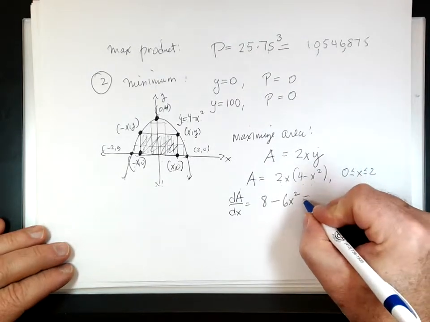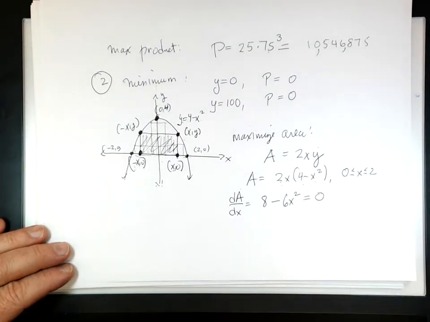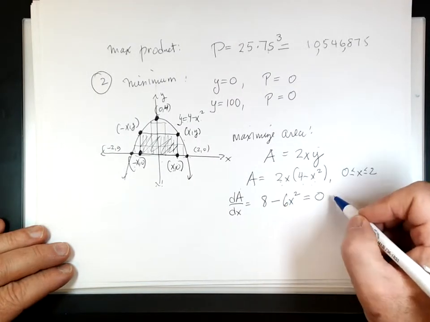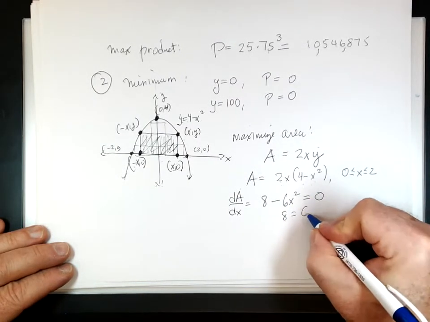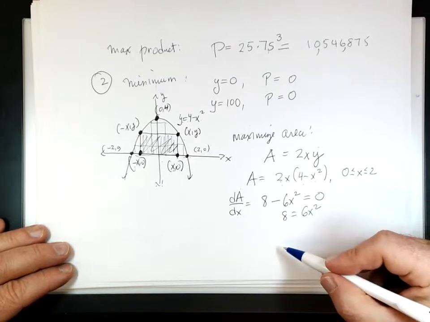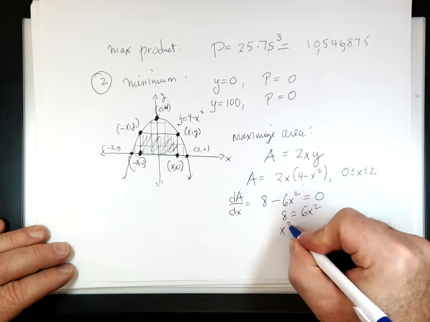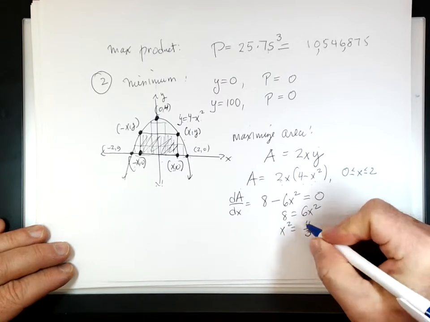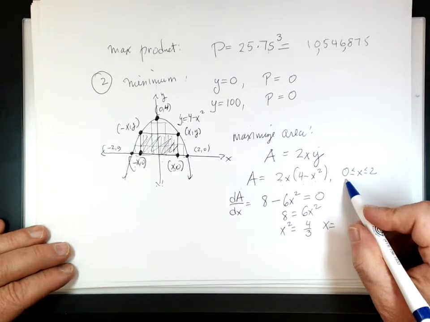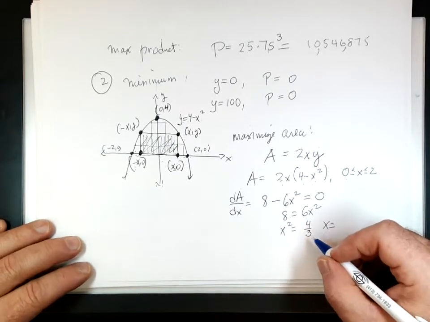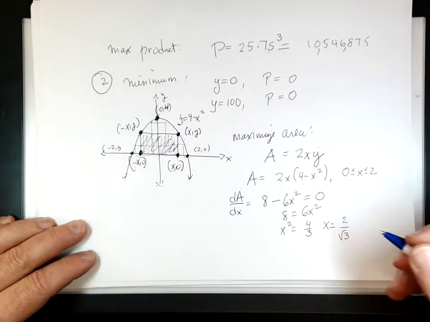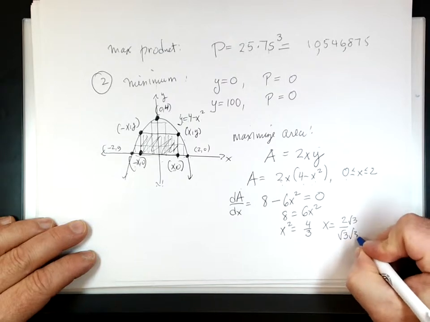Now, set the derivative equal to 0. This is how we find our critical values. Solve for x. Add 6x squared to each side, or solve it any way you want. Divide by 6, you get 8/6, 4/3. Take the square root. Now it's plus or minus, but we said x had to be greater than 0, so I'm only going to take the positive root, which is 2 over the square root of 3. And like I said, if you want to rationalize it, fine.